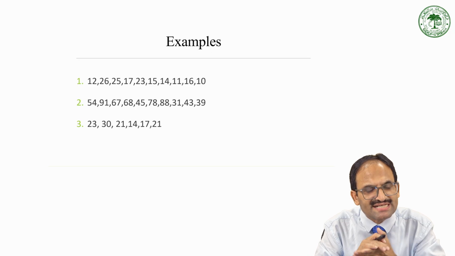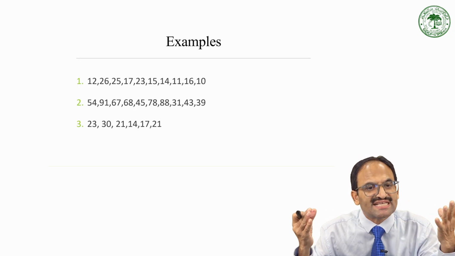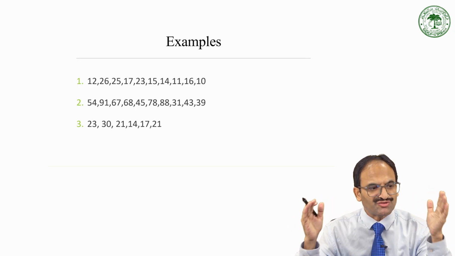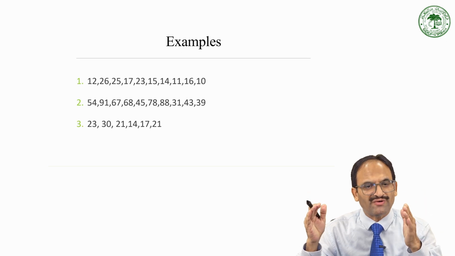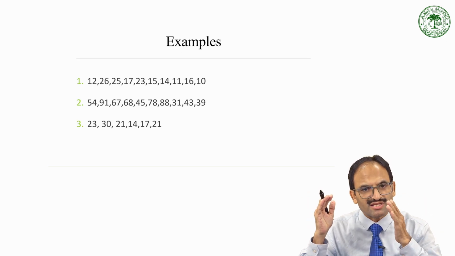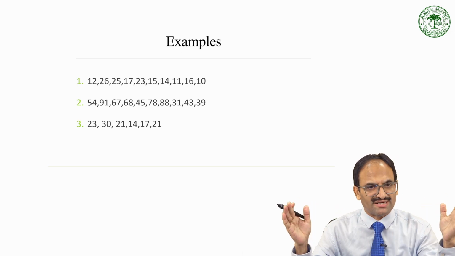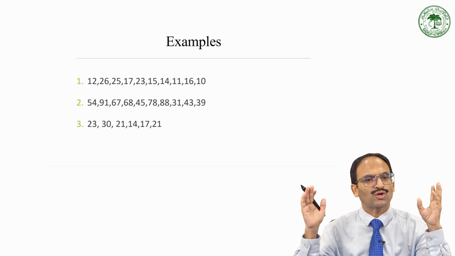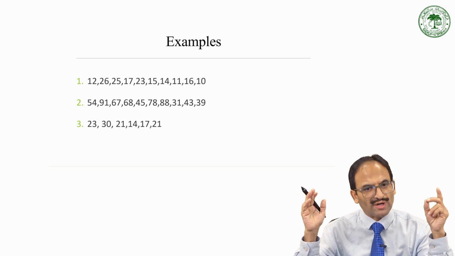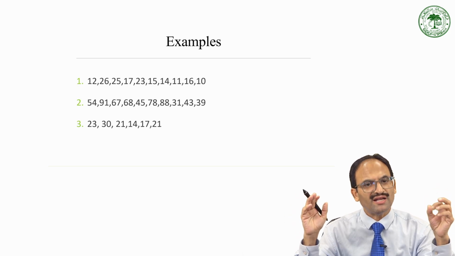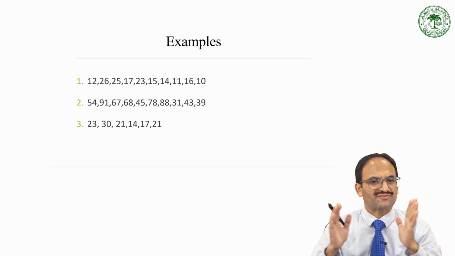So it's a relatively easy case. We have only 6 numbers: 23, 30, 21, 14, 17 and 21. So these are the numbers. Let me repeat: 23, 30, 21, 14, 17 and 21. So in total we have 6 numbers.